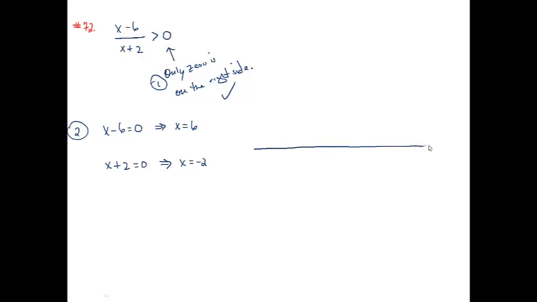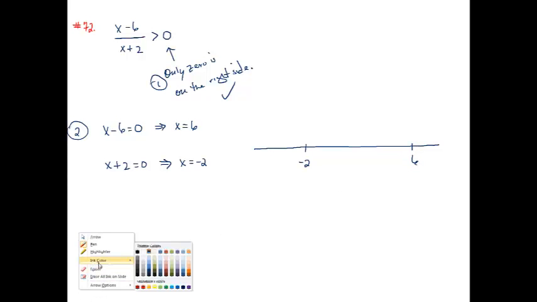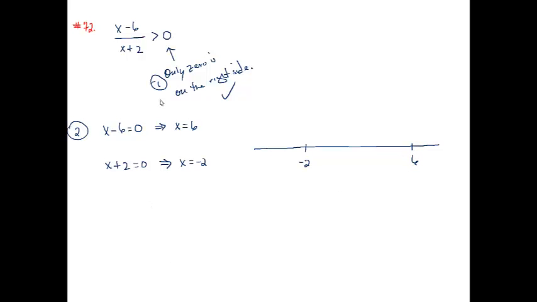Then you get to place these on a number line. So I have the negative 2, and I have the 6. Now the question is, is it a bracket or parentheses? Well, first of all, the x plus 2 came from the denominator. It's always going to be parentheses. I'm never going to include it because I can never divide by 0.